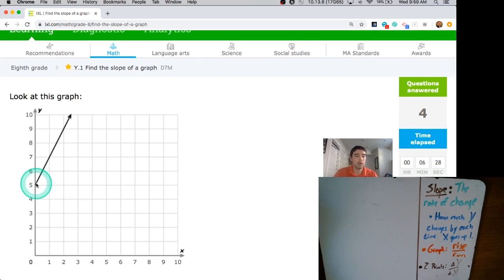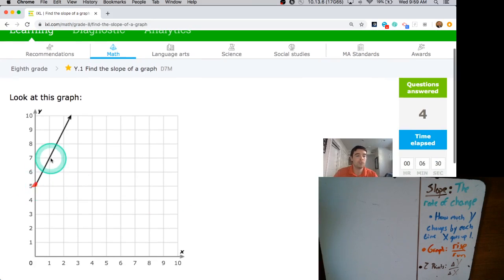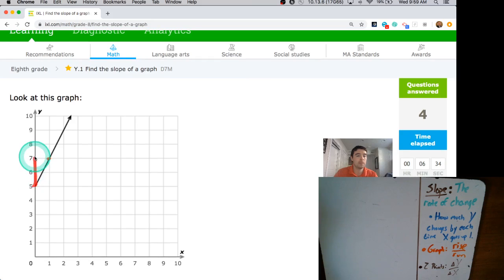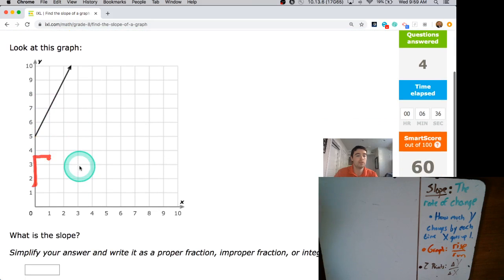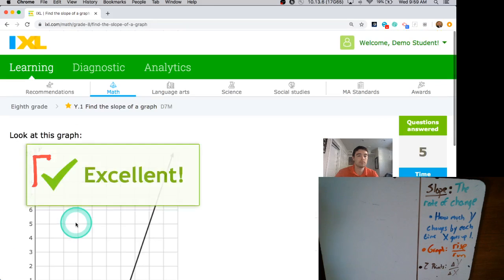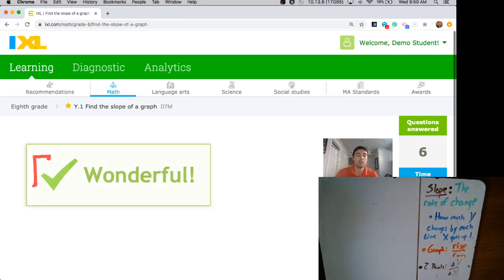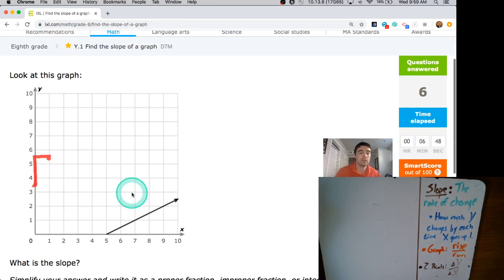Another example with positive slope, and pretty straightforward. We see y-intercept at 5. By the time x is 1, y is 7. It climbed up by 2 over by 1. So there's our slope of 2 over 1. I'm going to punch in a few quick answers just to see for this assignment. It may just give you positive slopes.